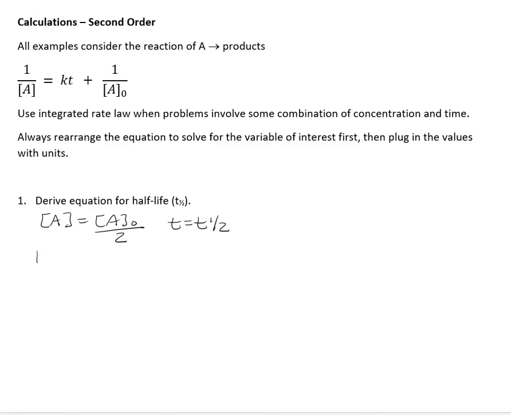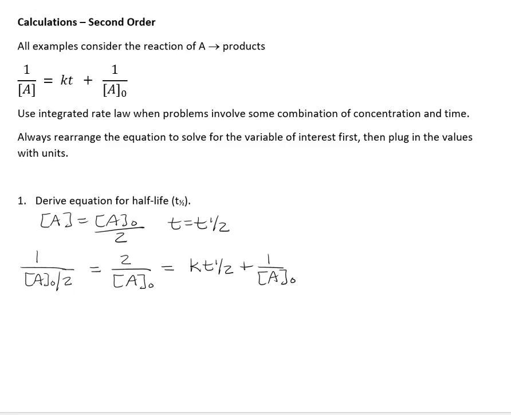So we have 1 over A naught over 2, which I'm going to rewrite right away as 2 over A naught, just flipping that 2, that divided by 2 in the denominator up to the top, because I want to make sure that I don't make any mistakes. And that equals K T 1/2 plus 1 over A naught.